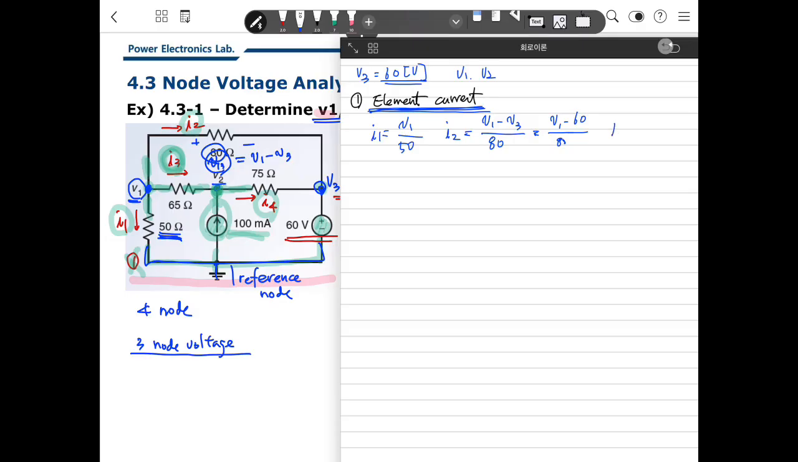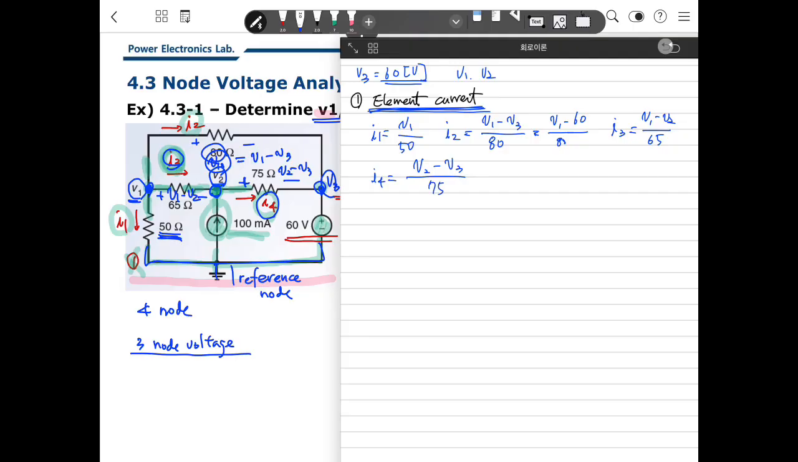And what is I3? I3 is the current going through here. So this is V1 and this is V2. So that voltage is V1 minus V2. So I3 is V1 minus V2 divided by 65. And I4 is this current. So this is V2 and this is V3. So the voltage difference here is V2 minus V3. So I4 is V2 minus V3 over 75.